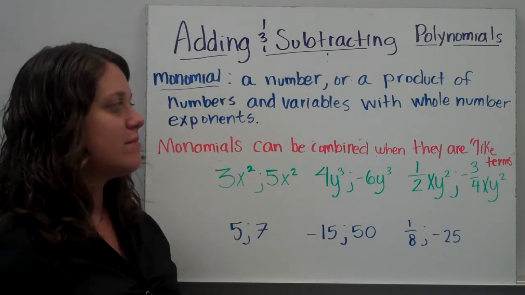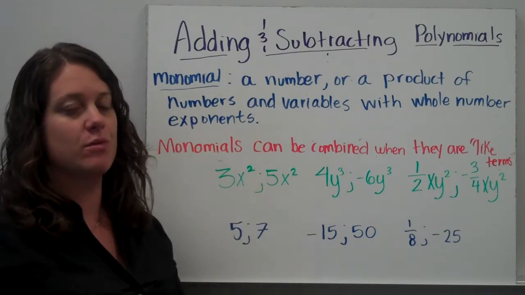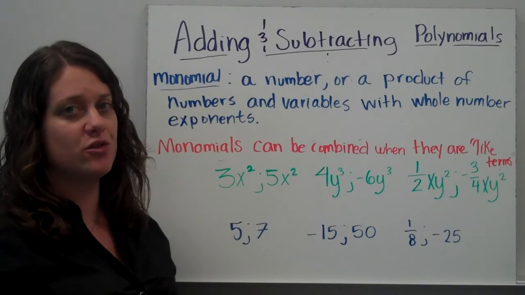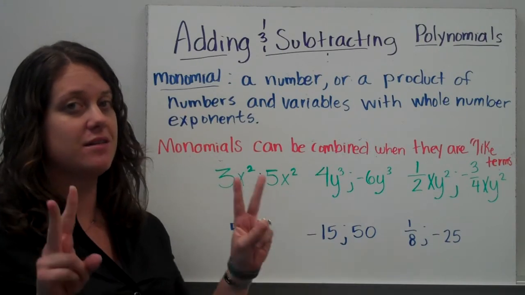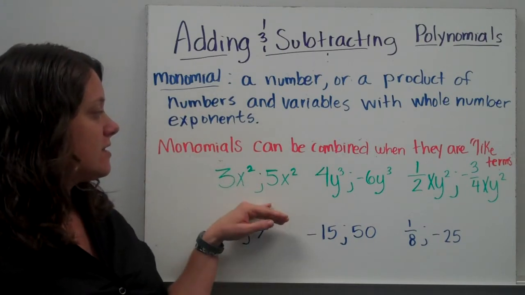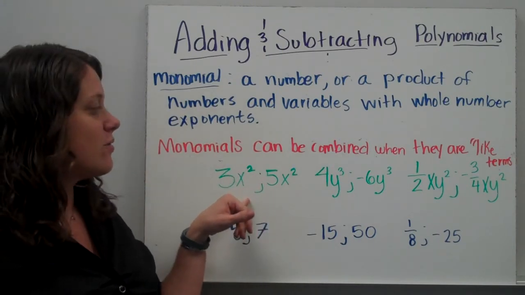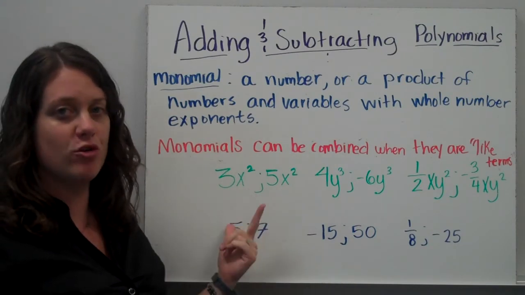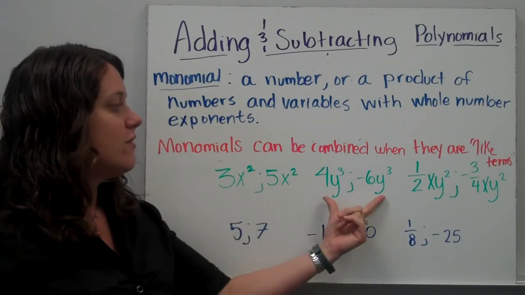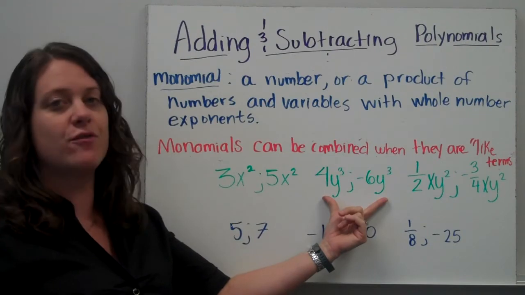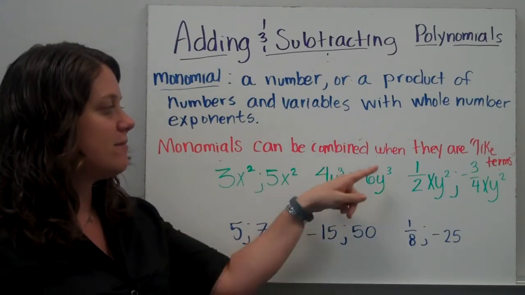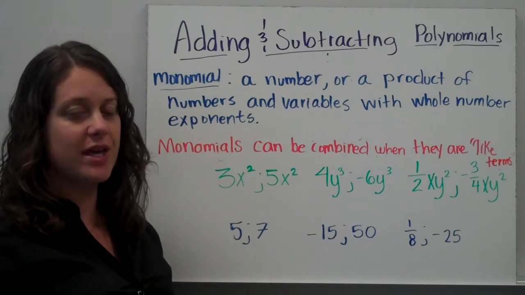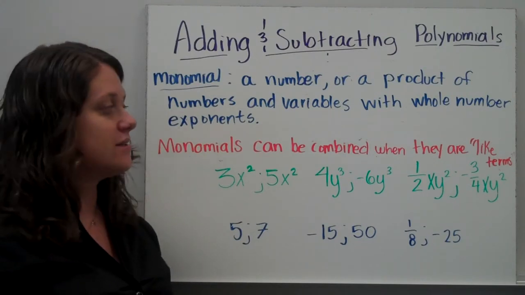Monomials can be combined when they are like terms. So when we're adding and subtracting polynomials, you're going to see that we're going to combine the monomials that are like. So here's some like terms down here. 3x squared and 5x squared, those are monomials that could be combined. 4y cubed and negative 4y cubed, because they have the same variable and the same exponent with the variable, they could be combined and they're like monomials.